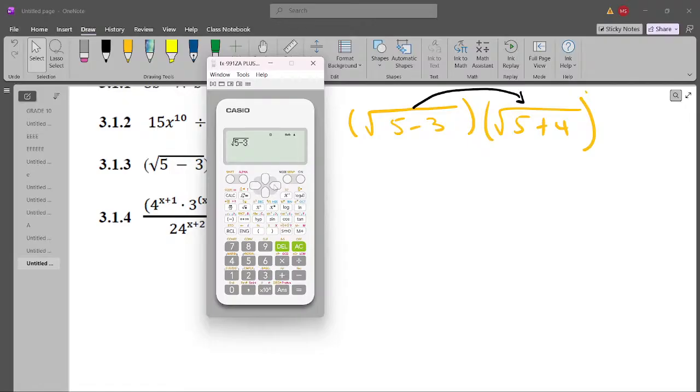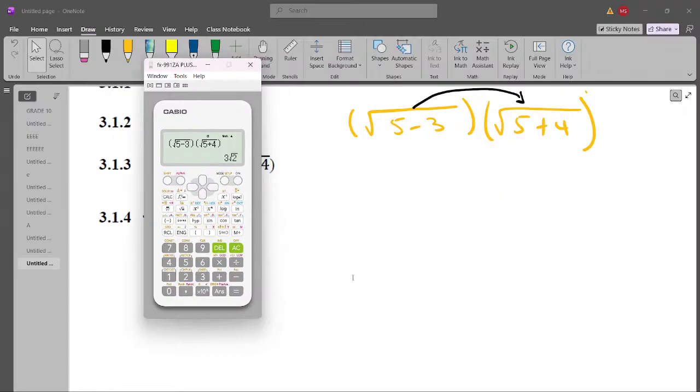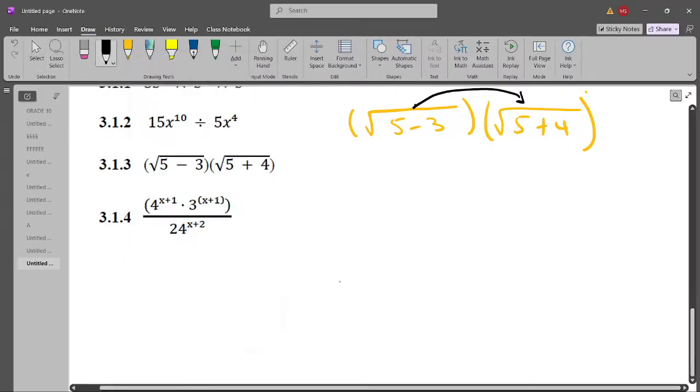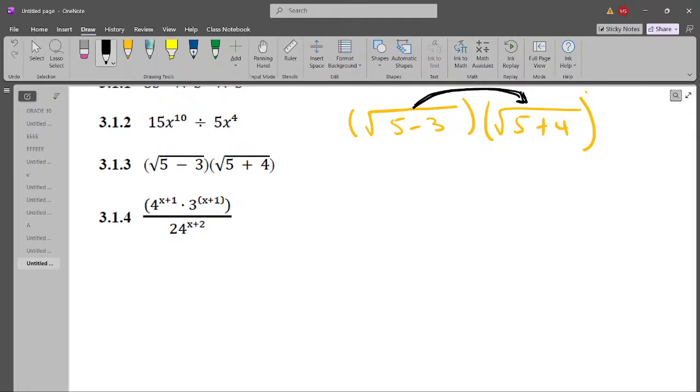Root 5 minus 3, this bracket, multiplied again with square root 5 plus 4, close the bracket. The answer is 3 root 2. How did the calculator get to that 3 root 2? This is what it did. It multiplied this root by that root over there. I'm thinking of another way of doing it, but we are going to have a negative under the square root. So let's do it simply.